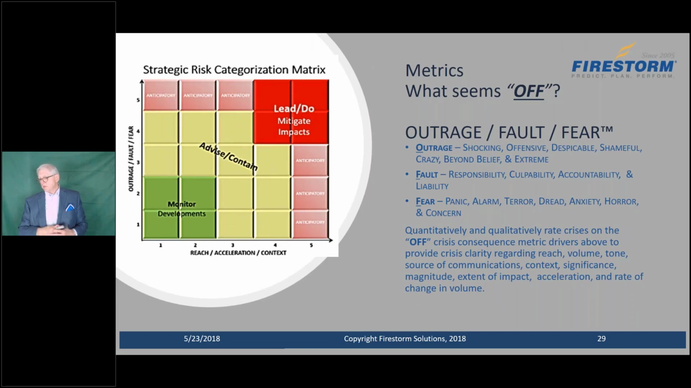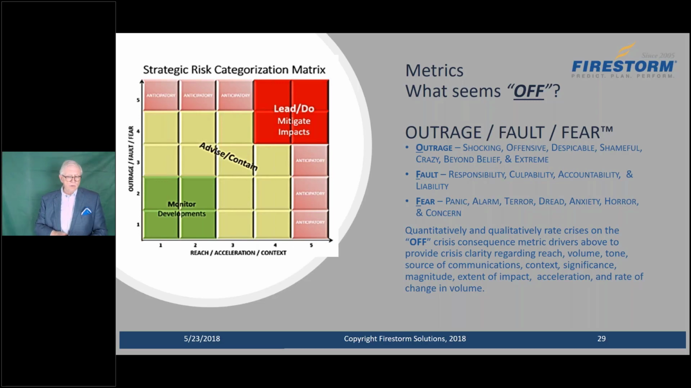Now, I told you I'd come back to outrage, fault, and fear, and that's what I wanted to talk about just for a few minutes. This tool you can learn quickly, and it's an easy one to communicate with others or senior leadership in your organization. For something to become a crisis, we have to have outrage, we have to have fault, and fear.